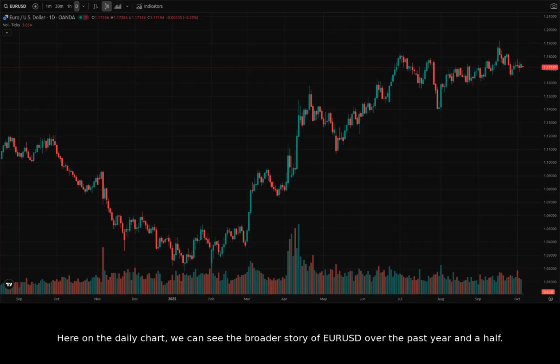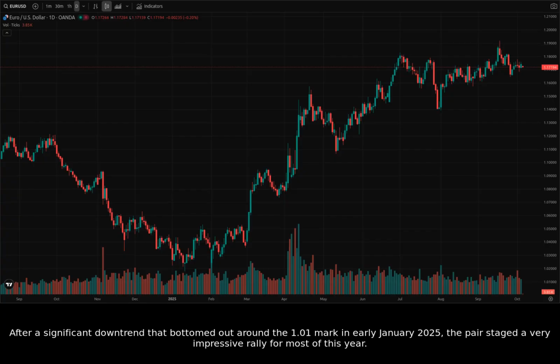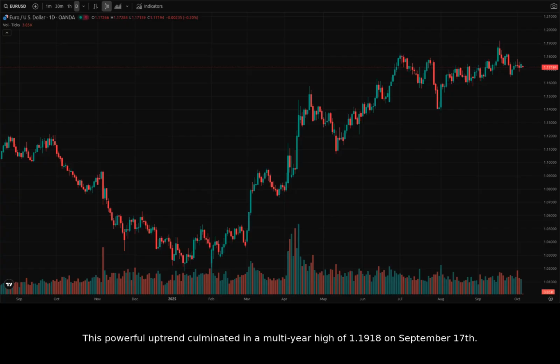Here on the daily chart, we can see the broader story of EURUSD over the past year and a half. After a significant downtrend that bottomed out around the 1.01 mark in early January 2025, the pair staged a very impressive rally for most of this year. This powerful uptrend culminated in a multi-year high of 1.1918 on September 17th. That 1.1918 level is now our key long-term resistance to watch.